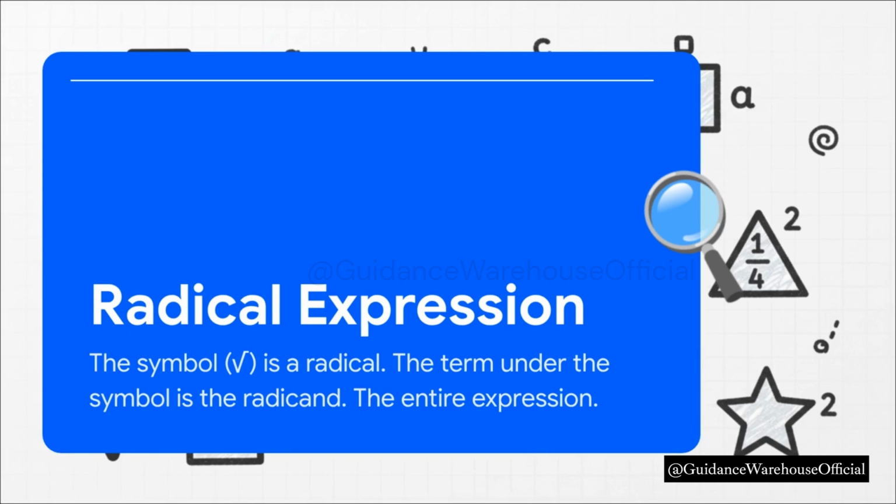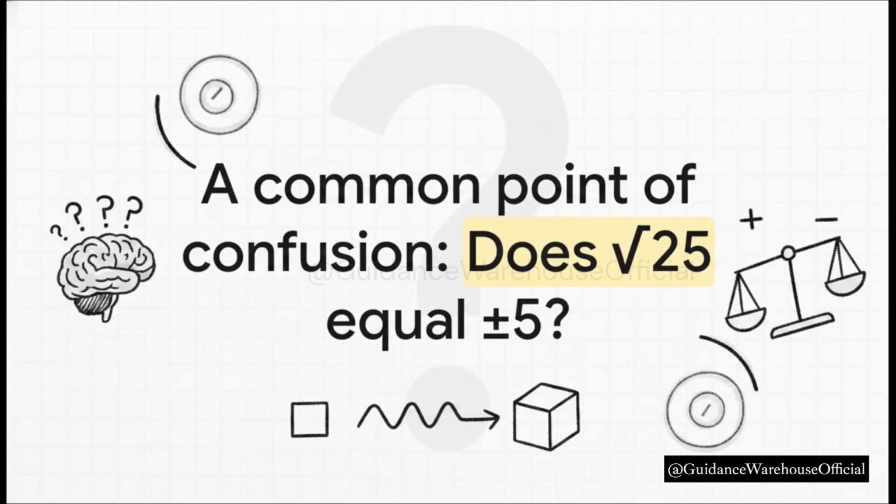And sometimes you'll see a tiny little number tucked right into the corner there. That's the index, and it tells us what kind of root to take. Now, if you don't see an index, like in our ladder problem, it's automatically assumed to be a 2 for a square root.